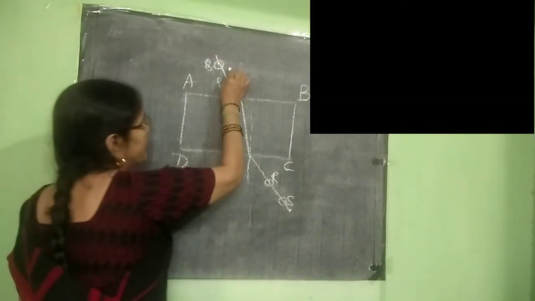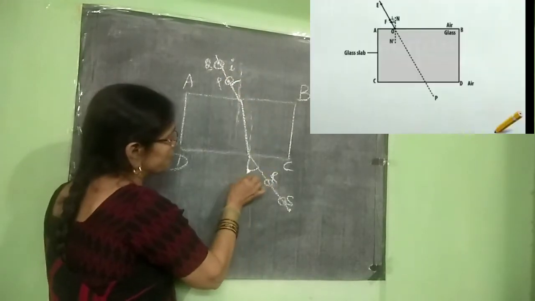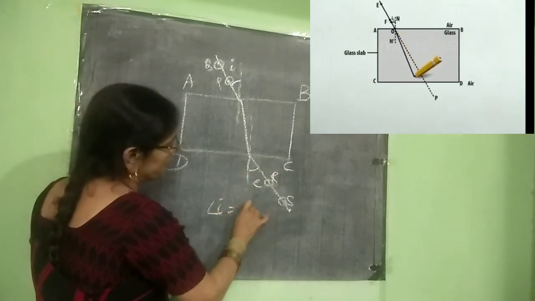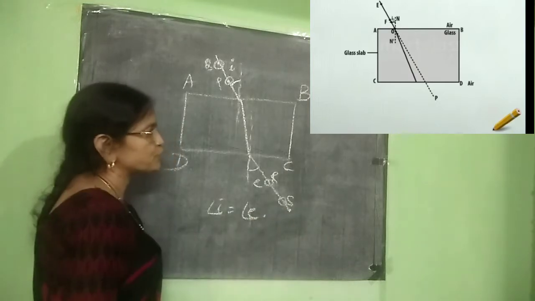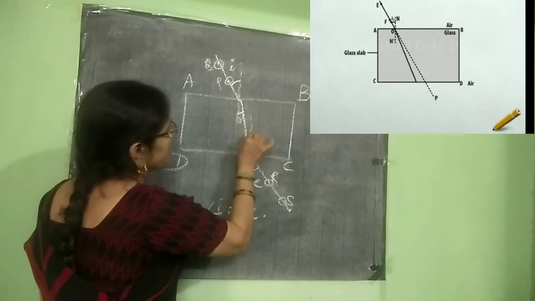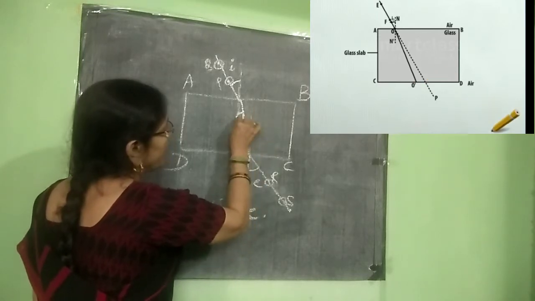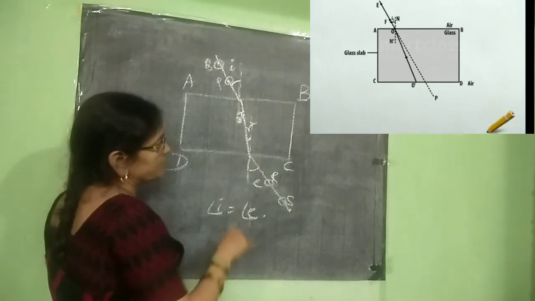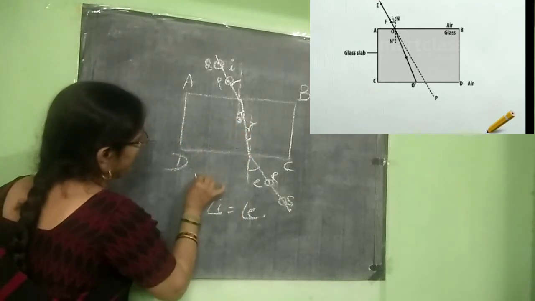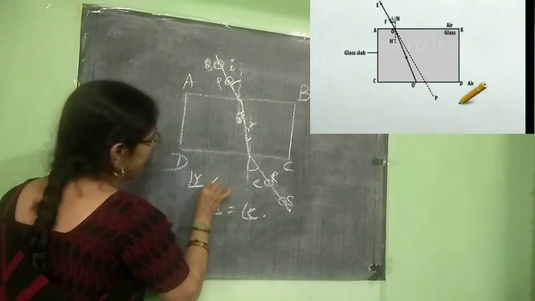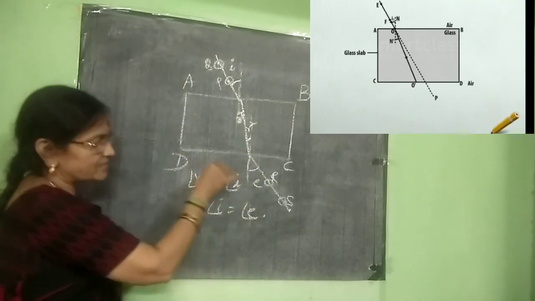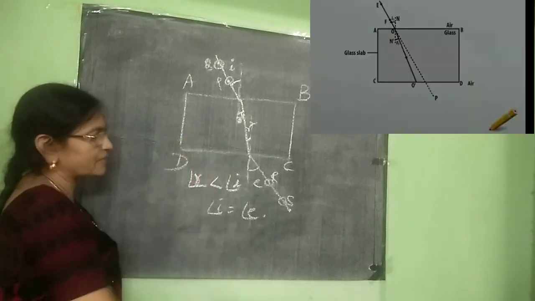This is known as the angle of incidence and this is known as the angle of emergence, and angle I is equal to angle E. This you are going to prove. This is R1 and this angle is R2. So R1 is equal to R2, and always angle R is less than angle I. Always angle E is greater than R only through a glass slab.